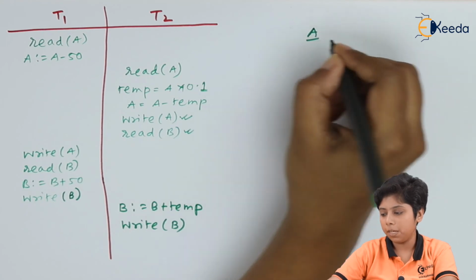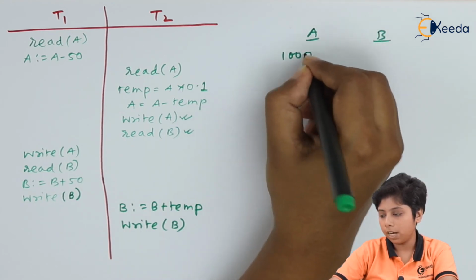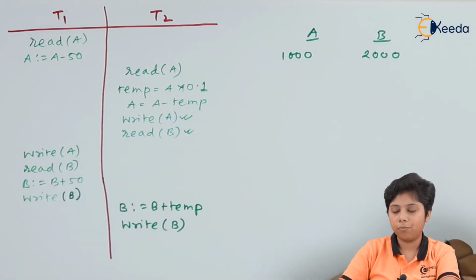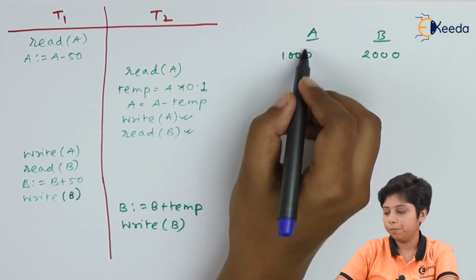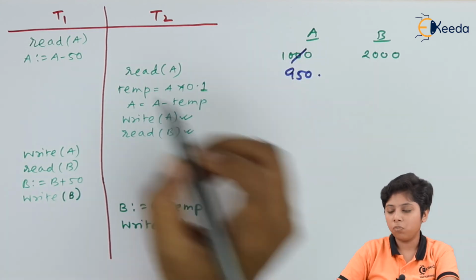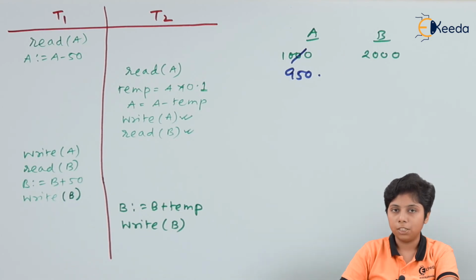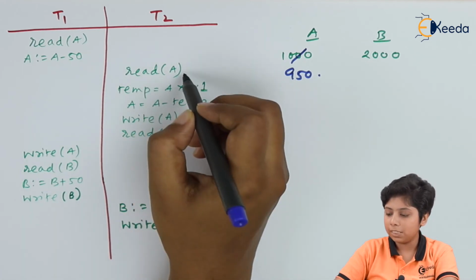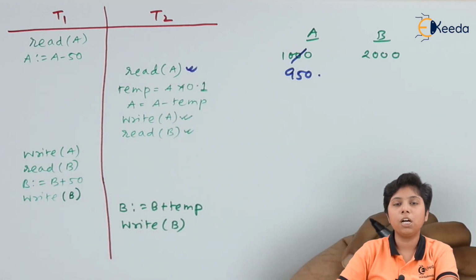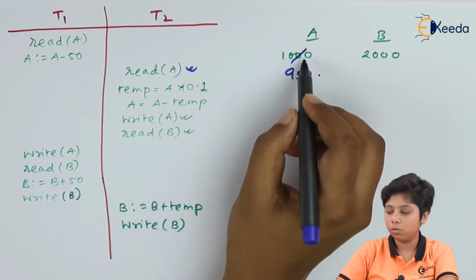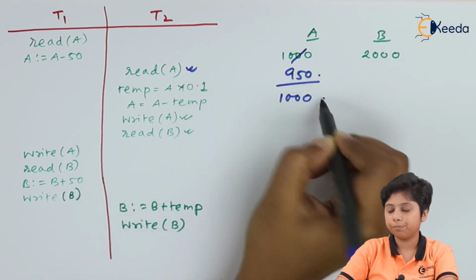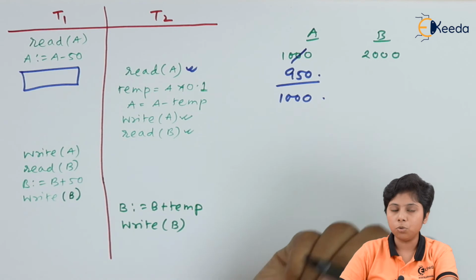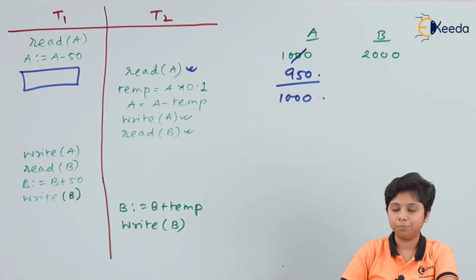First, the A and B accounts are having 1000 and 2000 as the initial values. Now we are performing A equals A minus 50, so my 1000 becomes 950. But we have not written this value from T1, so this 950 is not being updated to the value of A. Now when T2 is reading the value, it will read the old value of A, that is equal to 1000, not 950, because we have not written any value on T1 before this read statement on T2.